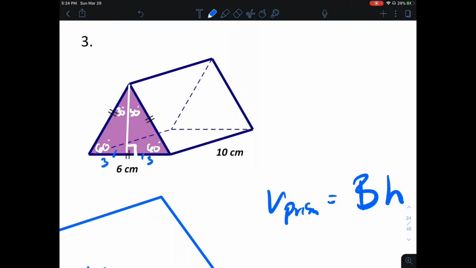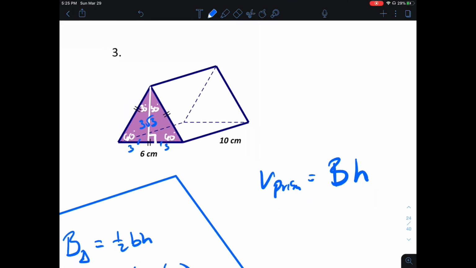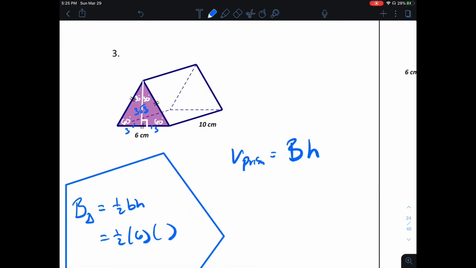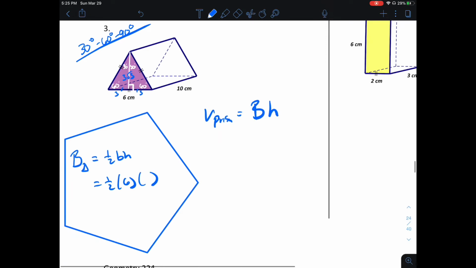We need to find that white height. This little fella here is a special right triangle. It's a 30, 60, 90. Opposite 30 is 3. That's the short leg. The long leg is the short leg times the square root of 3, so it's 3 square roots of 3. That's not going to go away, this 30, 60, 90 business. So the height is 3 square roots of 3.